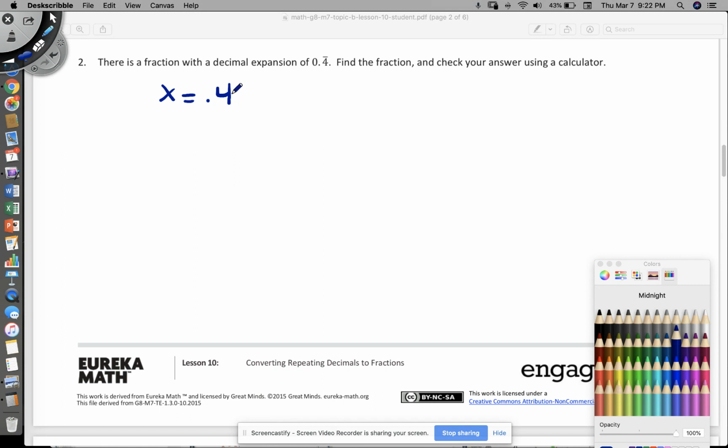Now I want to move that one place over. So that's going to give me the tens place. Plus the 4 right now is in the tens place. So we're going to say 10x equals 4 plus something. That something being it goes on and on forever.